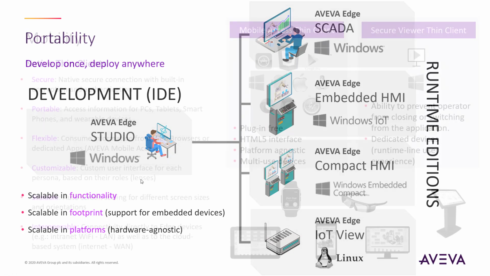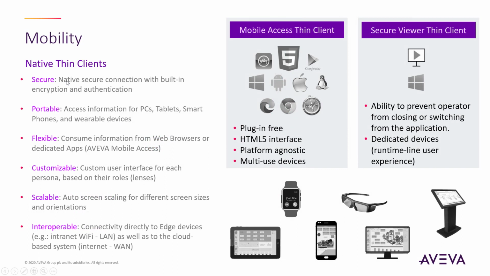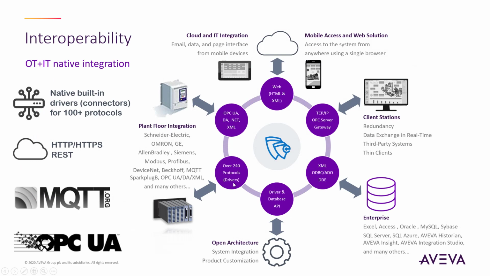The mobility part of this, I mentioned earlier, the mobile access thin client built on HTML5 and the secure viewer thin client, really just the ability to get the data visualized where you need it in different devices, different operating systems, kind of platform agnostic at that point. The interoperability. Now this diagram says a lot. Now with AVEVA Edge at the core of this diagram, you think mostly an HMI is going to talk some type of PLC protocol to a PLC.